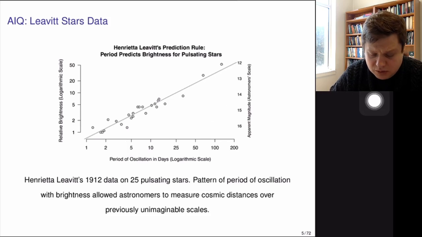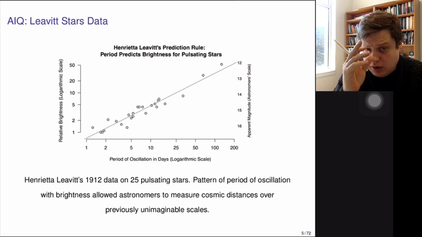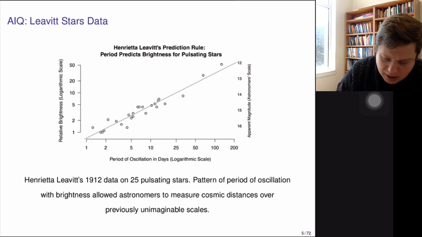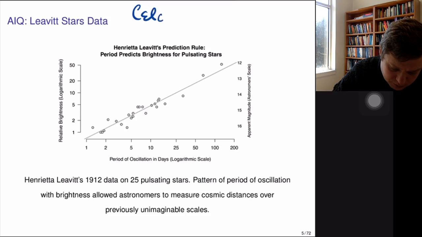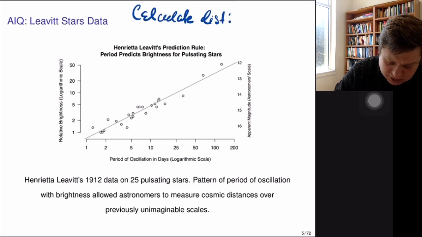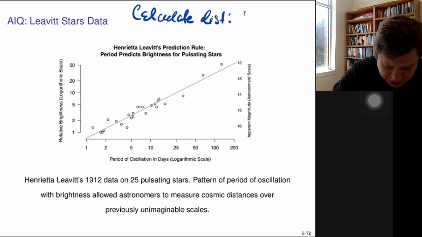Now, why is this relationship important? Well, this relationship allows us to calculate distances to faraway galaxies. And the way we do it is, you look at a pulsating star in a faraway galaxy. So let's describe the process of calculating distance. You look at the object in the faraway galaxy, and the oscillation period is calculated first.